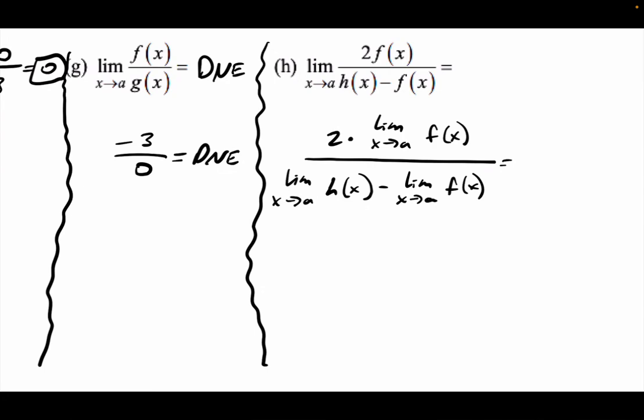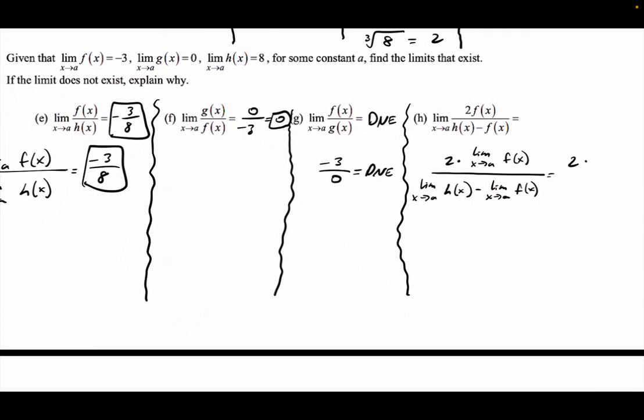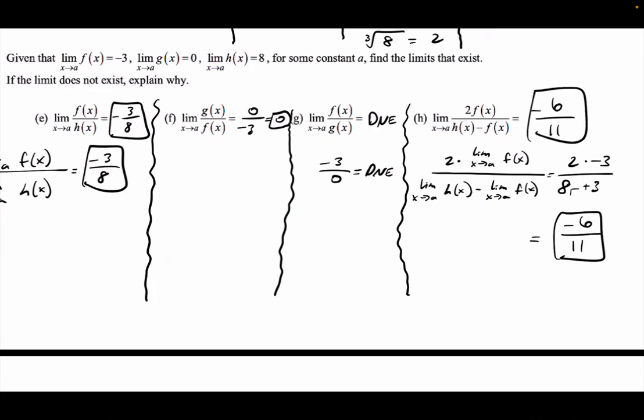The top, f of x is negative 3, so you're going to have 2 times negative 3 on top. On bottom for h, you get 8. For f, you get negative 3, right? So it's going to be 8 minus negative 3, which cancel out to make positive. Yes, double negatives, it's going to be positive. So you're going to get negative 6 over positive 11. So you can combine properties too. It's not just always going to be one property. It could be different properties. That one had 3 properties in one question.